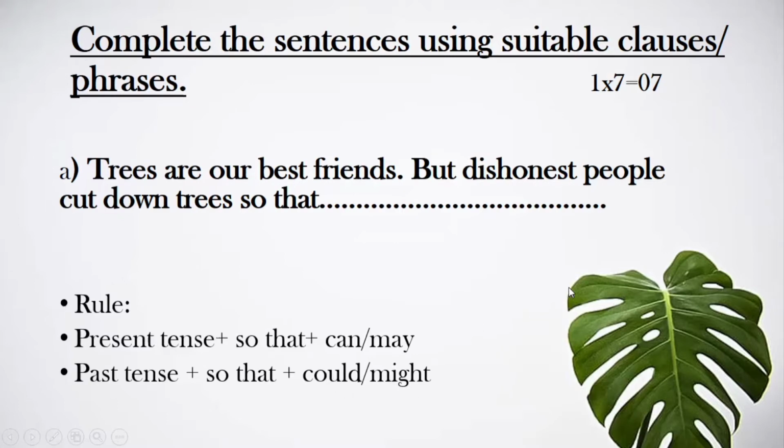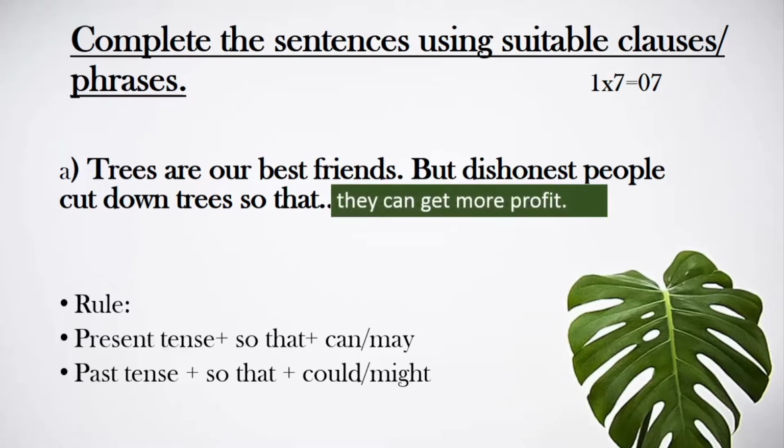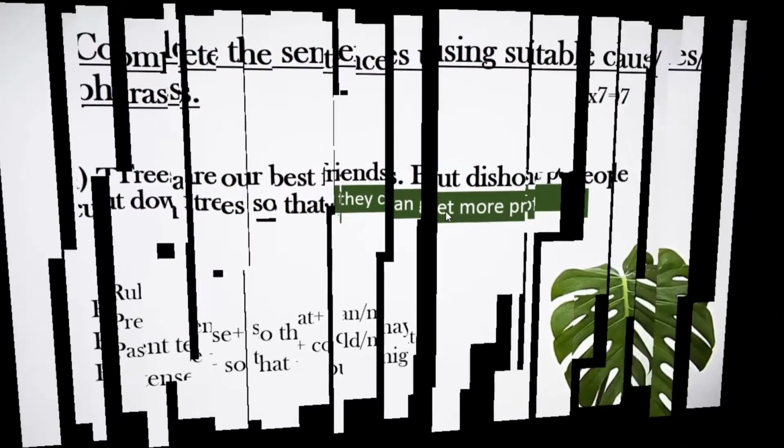Now let us notice what is the tense of the first clause. Dishonest people cut down trees. It is in present form and it is an informative sentence. So we are going to use present tense over here, and as an auxiliary verb we have to use can or may. So we can complete it in this way: so that they can get more profit, or so that they may get more profit. Let's move on to the next sentence.